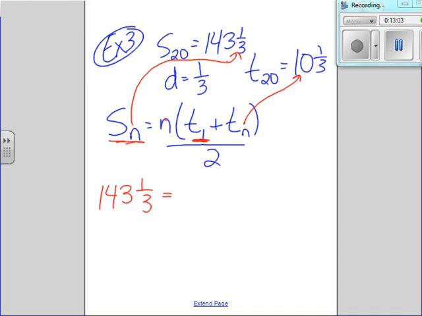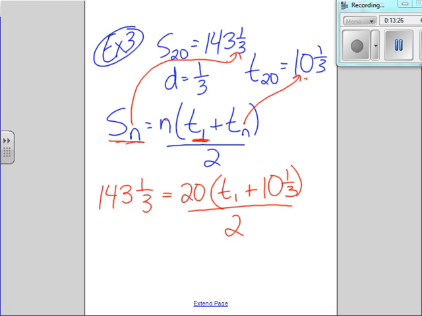So the sum of the first 20 terms was 143 and 1/3. I know that N was equal to 20. I don't know what T1 is. That's what I'm trying to find. And I know that T of 20 is equal to 10 and 1/3. So I'm going to go ahead and put all that in. This is where strong algebra skills come into play.